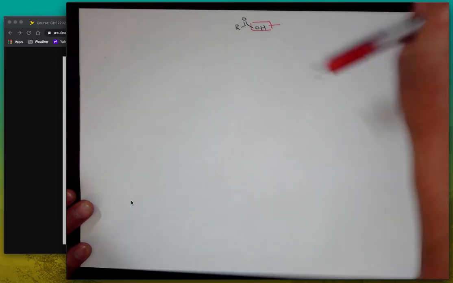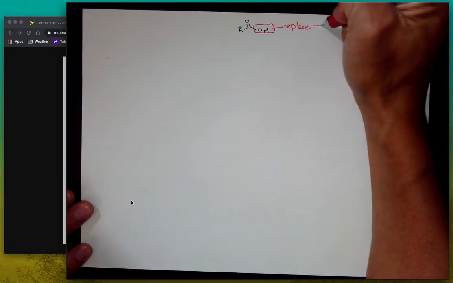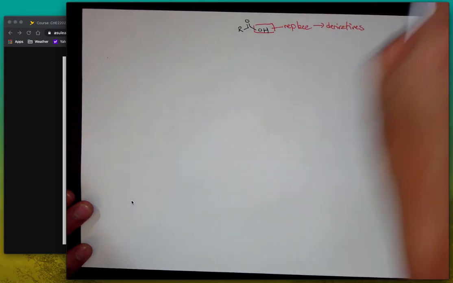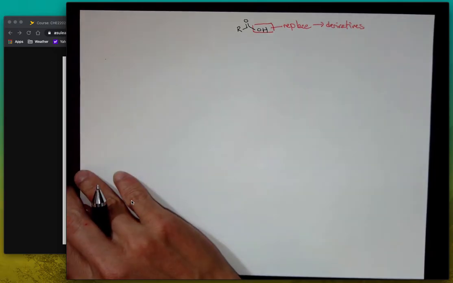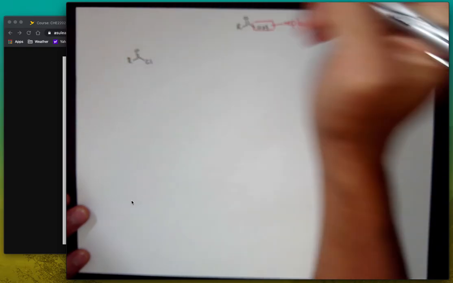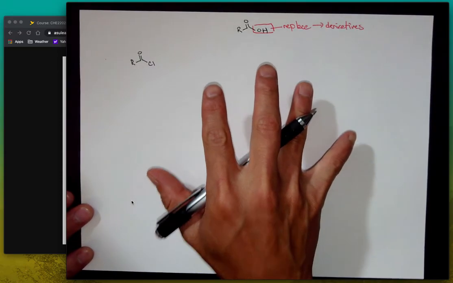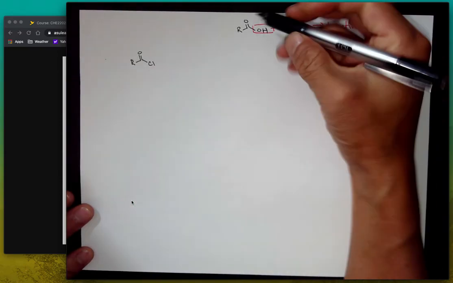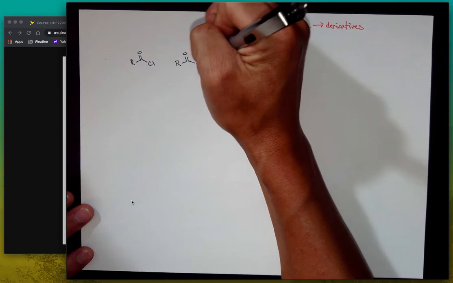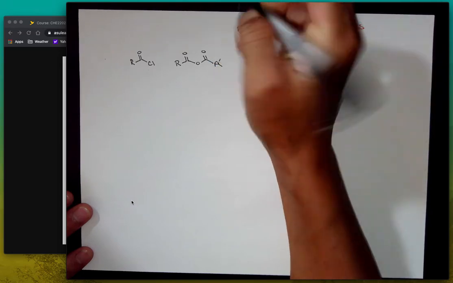And if we replace this section right here, we get different derivatives of carboxylic acid. And if we were to replace that OH with a Cl, we would have an acid chloride. Let's make the camera adjust here. And if we were to replace this OH right here with this RC double bond O like this, we would have an anhydride.